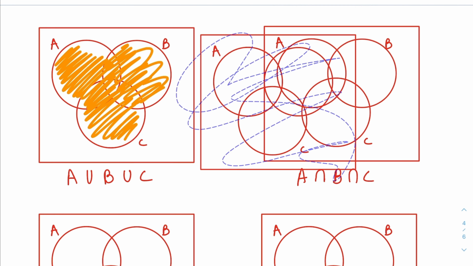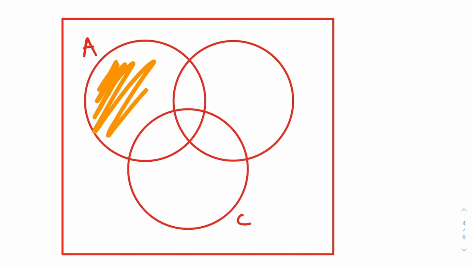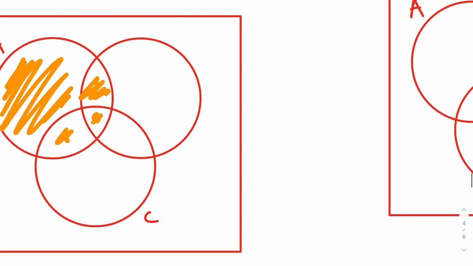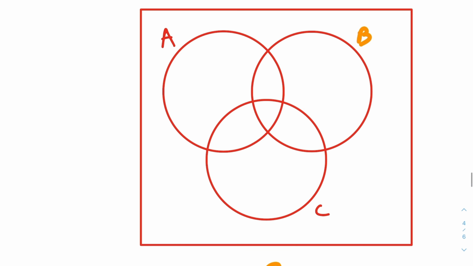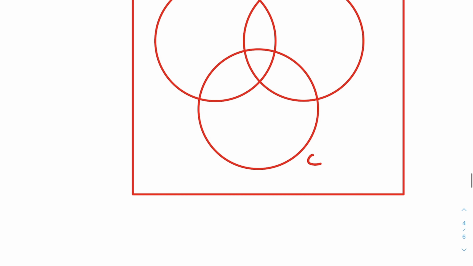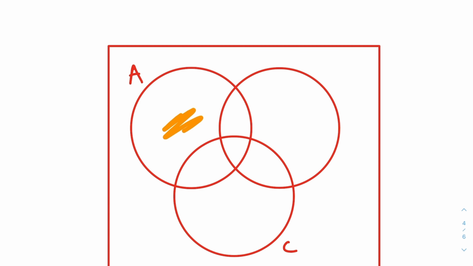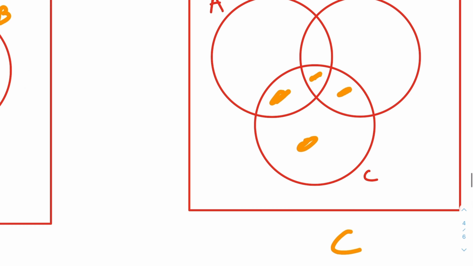Duplicate, duplicate. Now if I draw just A, it is this region, this region, this region, and this region. If I draw B, it's this region, this region, this region, this region. If I draw C, it's this region, this region, this region, this region. Right.